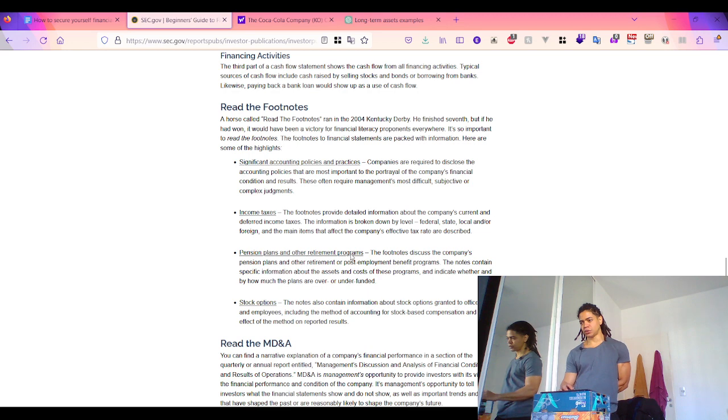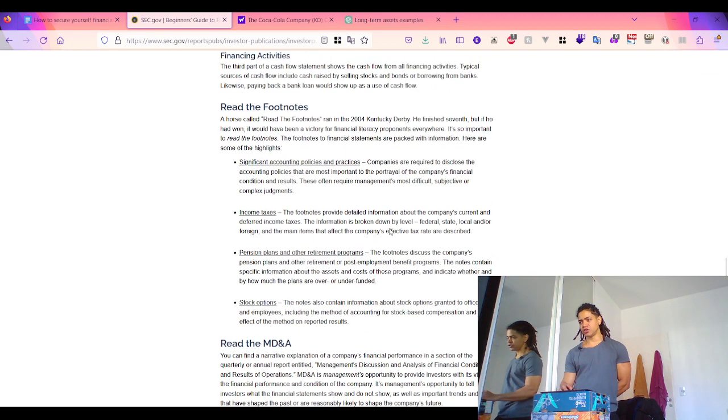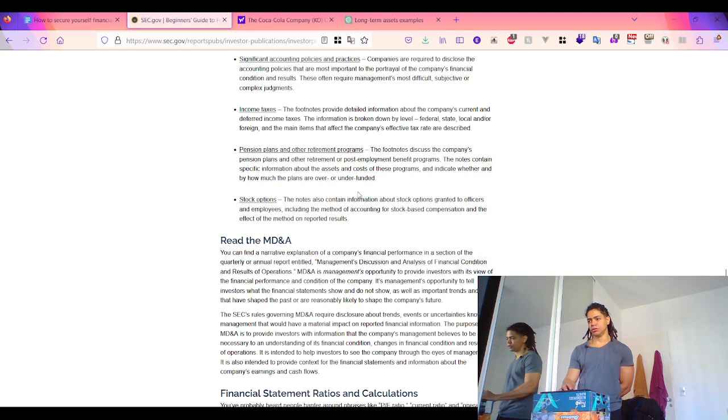Pension plans and other retirement programs. The footnote discusses the company's pension plans and other retirement or post-employment benefit programs. The note contains specific information about the assets and costs of these programs and indicates whether and how much the plans are over or underfunded.